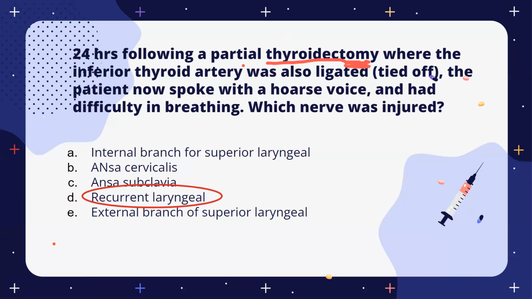What we do during the surgery is ligate or clamp the artery. So we're decreasing the blood supply to the thyroid itself so that when we cut it off, there won't be too much bleeding. You don't want the patient to bleed to death. Of course, you want to tie the arteries. The thing with the inferior thyroid artery is that it's very, very closely related to the recurrent laryngeal nerve.